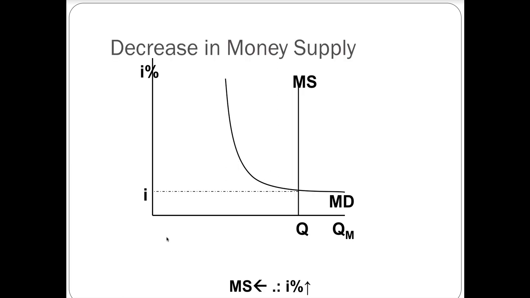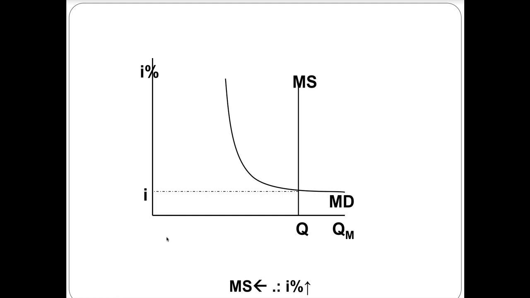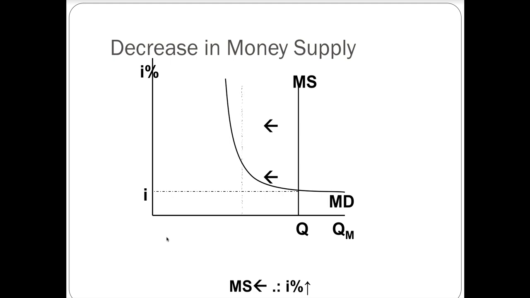All right, let's look at a decrease in the money supply. Once again, we're at an equilibrium nominal rate and quantity of money. The money supply shifts to the left here. So we have a new equilibrium, and that pushed up the nominal rate and pushed down the quantity of money. So you can see how manipulating the money supply will change nominal interest rates, and will also change the quantity of money as well.